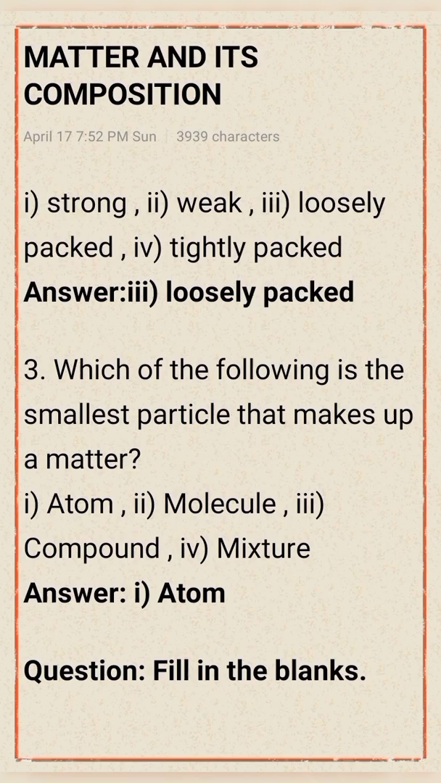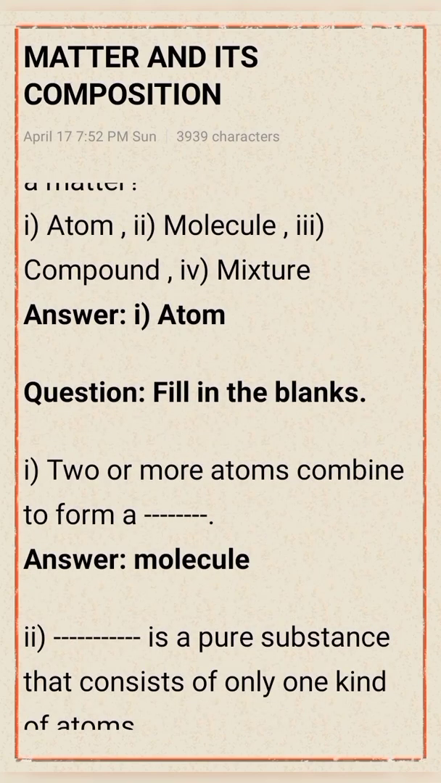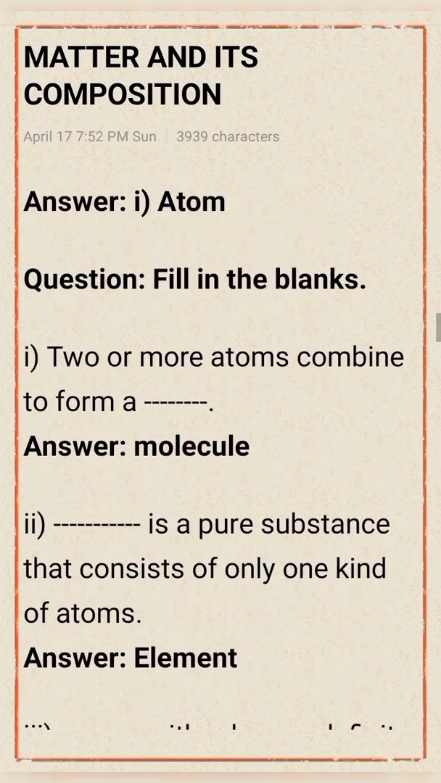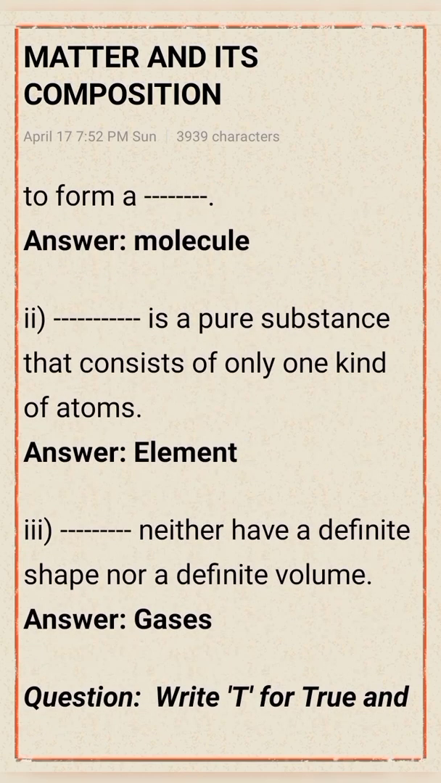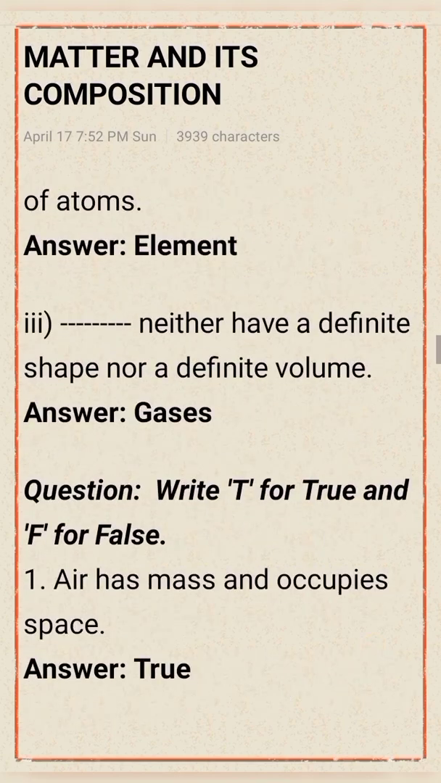Next question type, fill in the blanks. First question, two or more atoms combine to form a dash. Answer, molecule. Next question, dash is a pure substance that consists of only one kind of atom. Answer, element. Next question, dash have neither a definite shape nor a definite volume. Answer, gases.